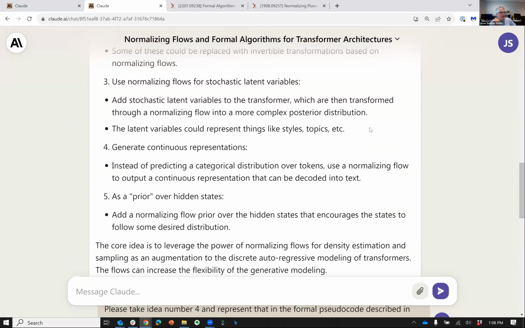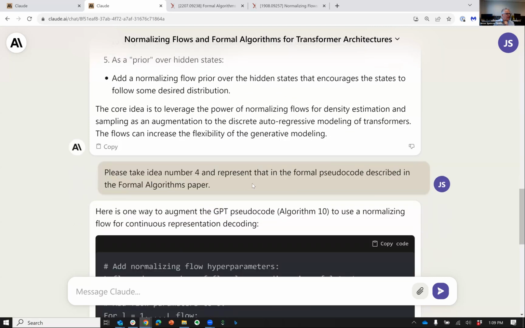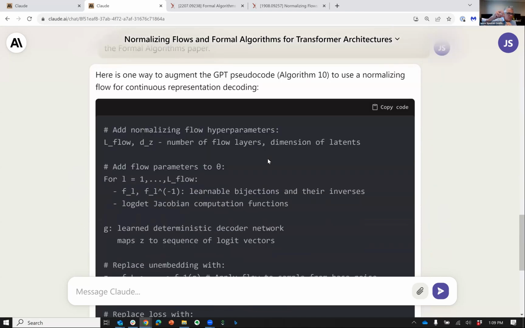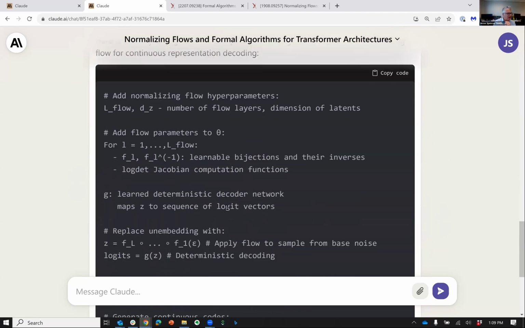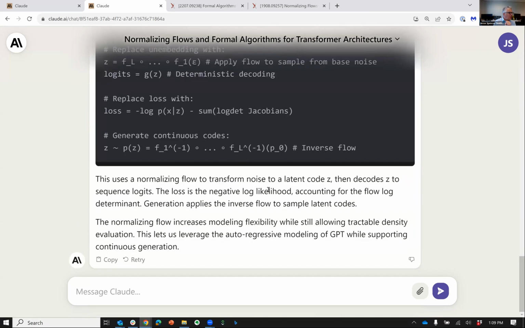Now, what the model is doing is simply looking at the structures and the ideas and figuring out how they might fit together between the two papers. It's not necessarily a good idea, but it is a novel idea. And so now I can start iterating. Okay, please take idea number 4 and represent that in the formal pseudocode described in the formal algorithms paper. I'm diving in. All right, so it gives me some formal algorithmic approach here, which is not bad. It helps me understand a little bit more. And then I can begin to dive in more.